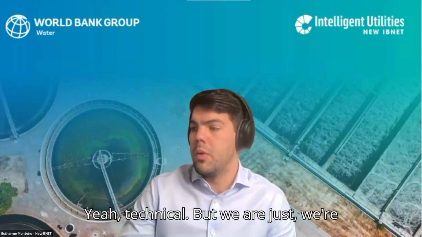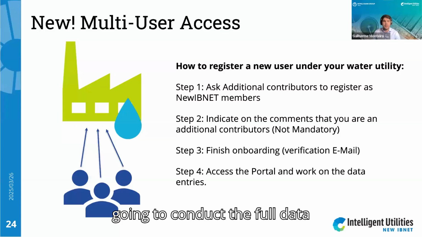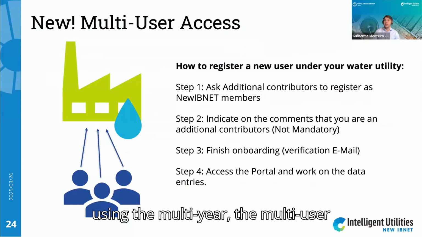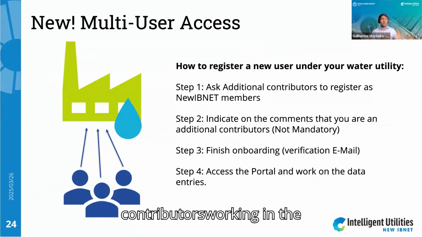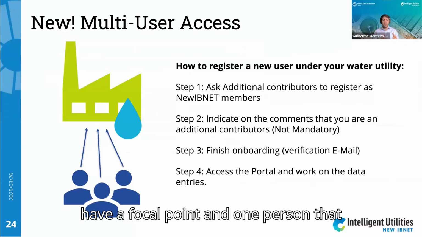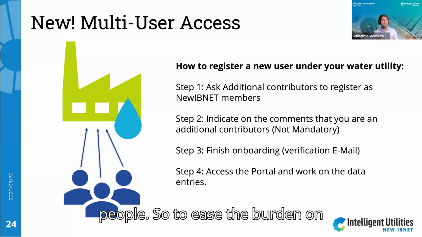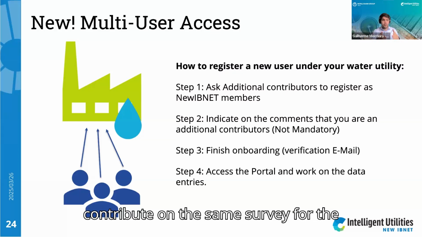But we're happy to announce that from this year onward, last year we had a pilot regarding this new functionality, but this year is the first time we're going to conduct the full data mobilization campaign using the multi-user access. What that means is that we can now have multiple additional contributors working in the same survey from the water and sanitation utilities. Most of our users have indicated that while it's interesting to have a focal point and one person that can coordinate all that data, sometimes the data requires different areas of the utilities or different people. So to ease the burden on our users and to allow for this collaboration, we are allowing multiple users, a focal point and some additional contributors, to contribute on the same survey for the water and sanitation utilities.